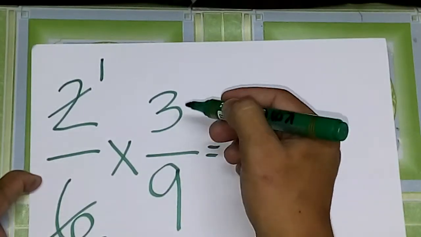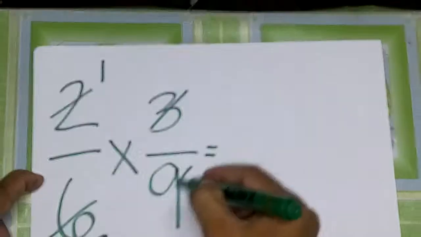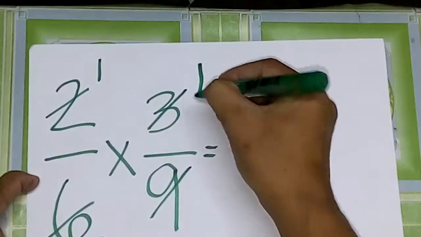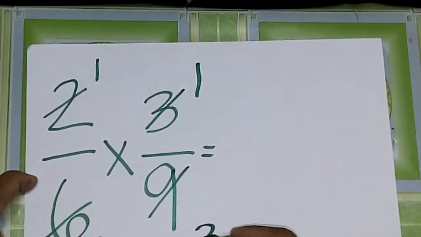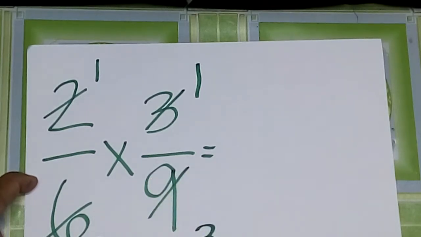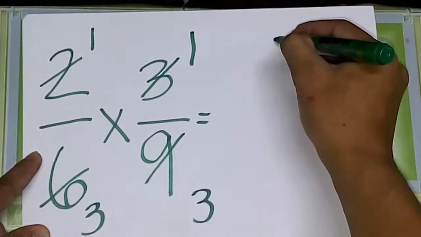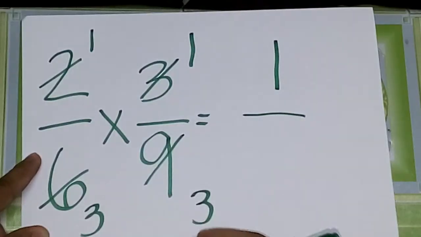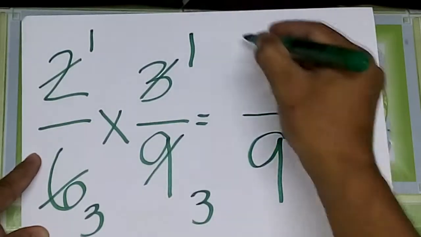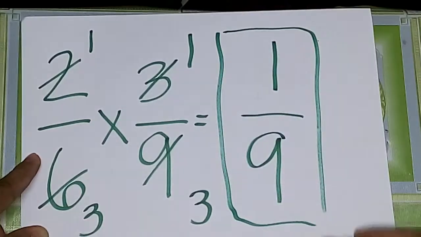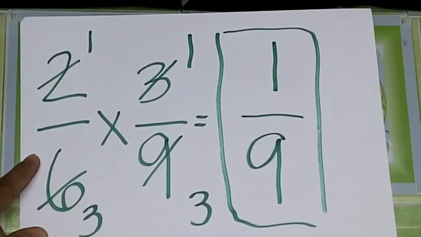3, their GCF is 3. So therefore, 3 divided by 3, 1. 9 divided by 3 is 3. We can now proceed to the basic step in multiplying fractions. 1 times 1, 1. 3 times 3, 9. And it will give you an answer already in lowest term. Now it's your turn.